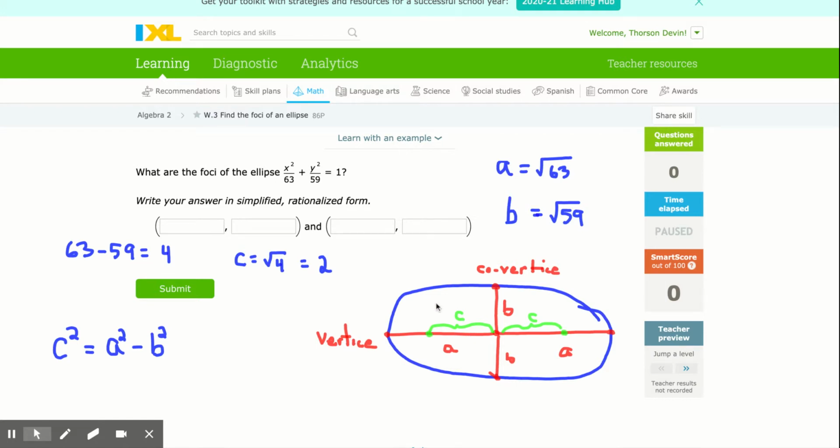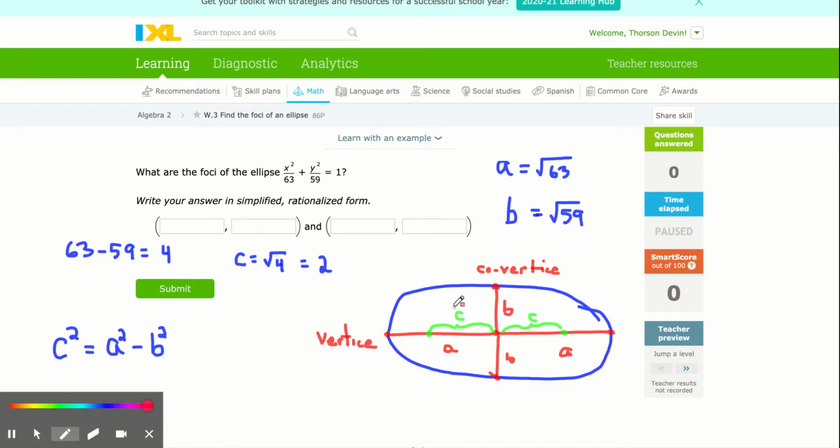And the new concept, finding out where the foci is, which is out from the center. By the way, our center is 0, 0. There's no horizontal or vertical shift. And the focal length, or the length out to the foci, is actually the larger of the two numbers minus the smaller of the two numbers square rooted. In other words, it's a squared minus b squared gives us c squared, and we square root it as 2. So the length from here to here is 2.